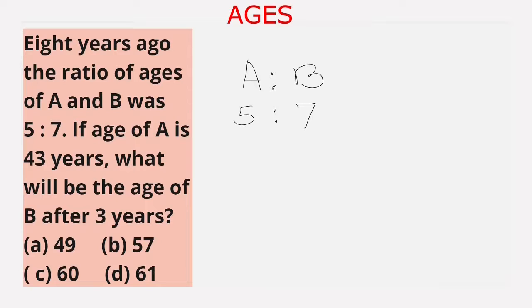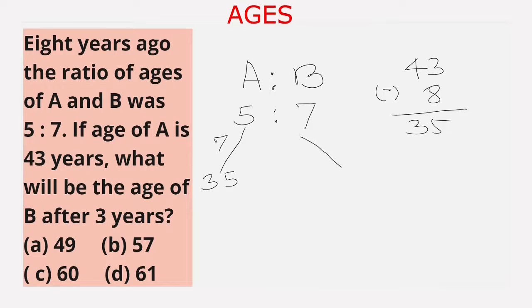A ratio B is 5:7. The present age of A is 43. So 8 years ago, we subtract 8 from 43 and we get 35. The age of A 8 years ago was 35, and if we divide it by 5, which is the ratio of A, then we get 7. And if we multiply 7 by the ratio of B, which is 7, 7 times 7 is 49. As one part was equal to 7, 7 parts of B, which is 7 times 7, is 49. This is the age of B 8 years ago.